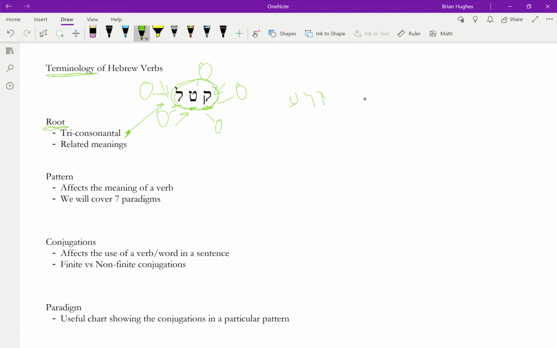So our root is these three consonants. And so whenever I ask you, can you tell me the root of that verb? This is what I'm talking about, three consonants in the middle. Obviously, it's not always going to be Kof, Tet, Lamed. It's going to be other things, but that's what we're looking for, the three consonants.